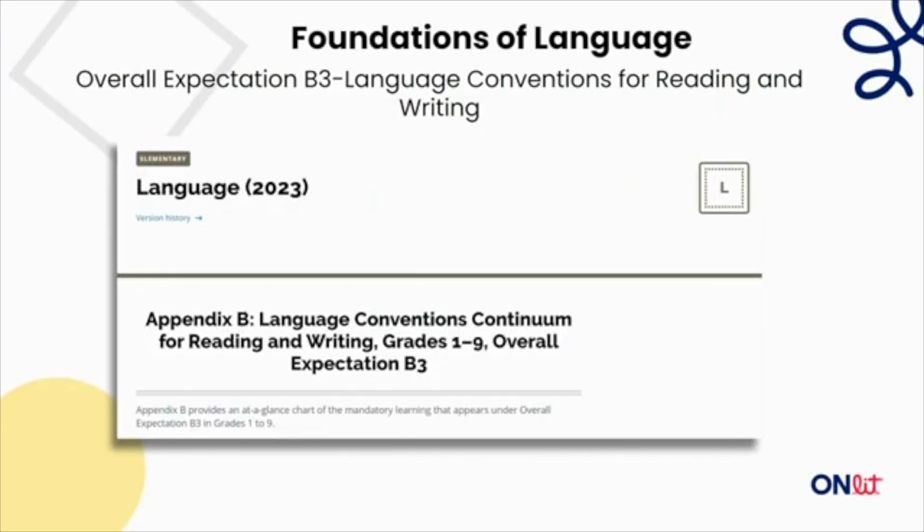In the 2023 version of the language curriculum, you will find two very valuable appendix documents. The second of these documents is the Language Conventions Continuum for Reading and Writing Grades 1 to 9, Overall Expectation B3. This Appendix B provides an at-a-glance chart of the mandatory learning that appears under Overall Expectation B3 in Grades 1 to 9.